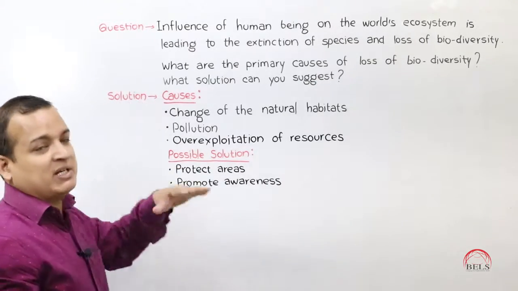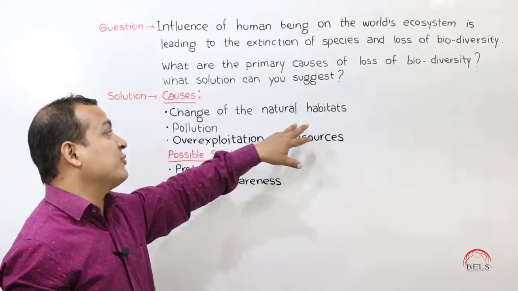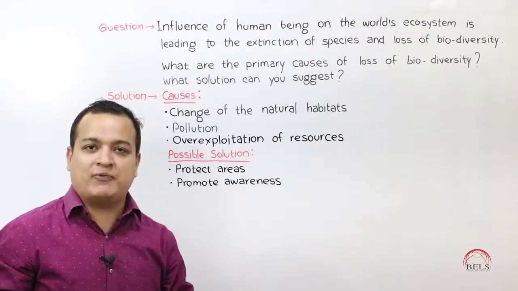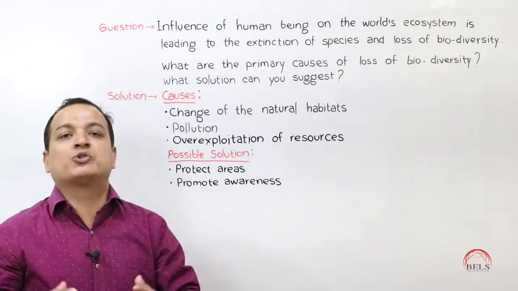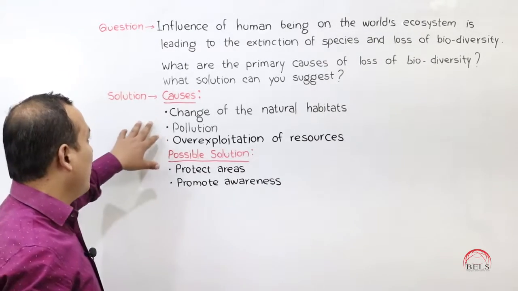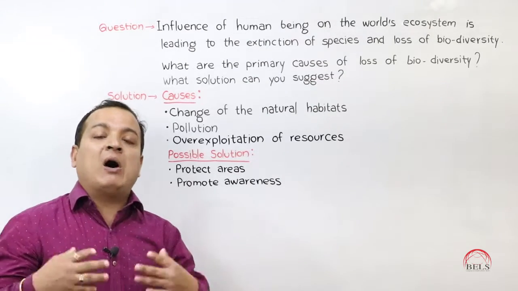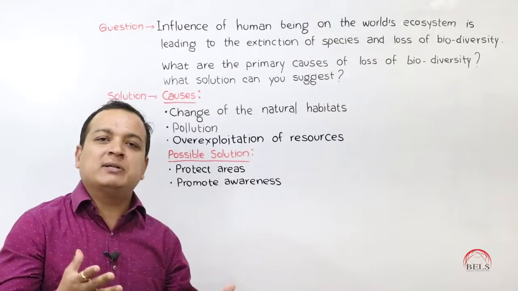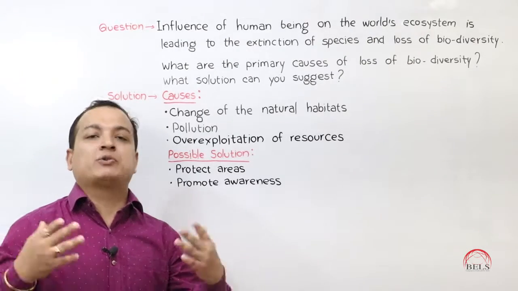Now we have written here some causes. The first cause is change of natural habitats. Definitely, because of human exploitation of the resources, we are changing their natural habitats. All the animals have no shelter, or they are moving from one place to another. So that is a problem. This is one cause. Second cause, pollution, which is a major cause of this, as human beings are creating a lot of pollution for the animals, which is ultimately devastating the ecosystem.